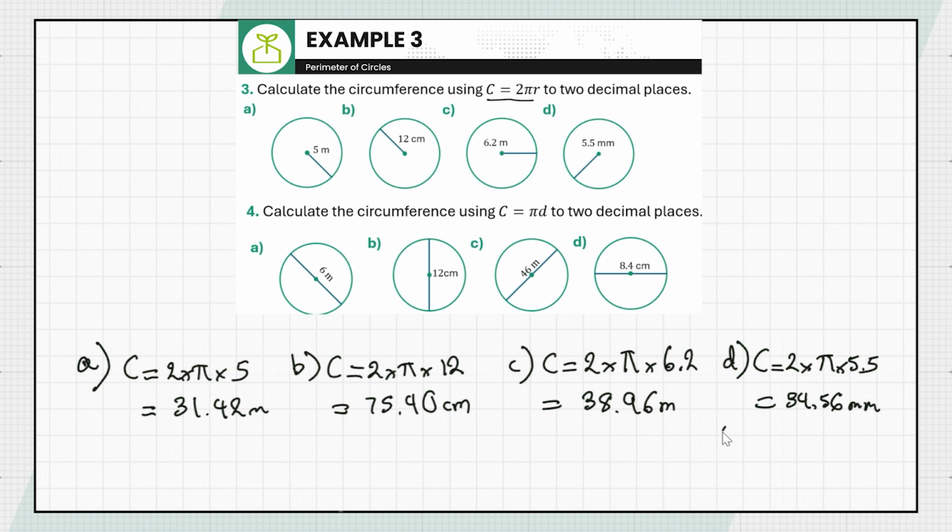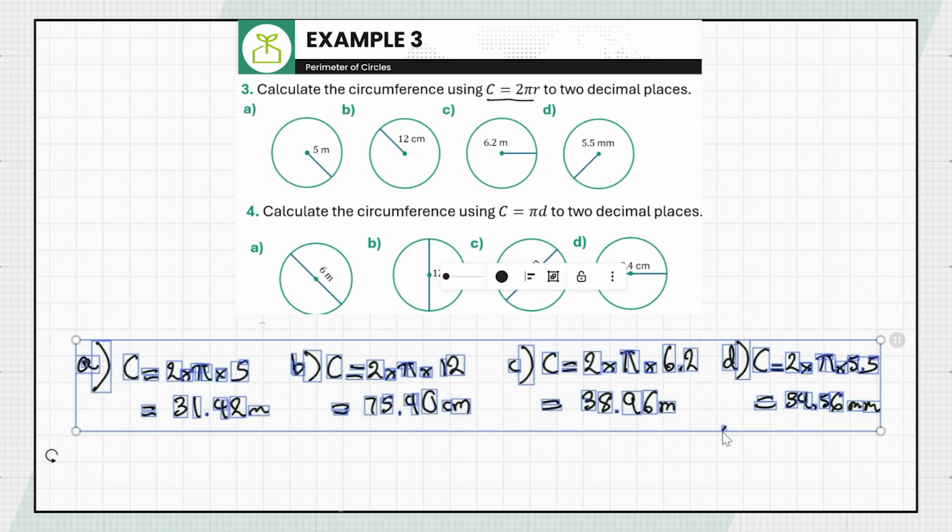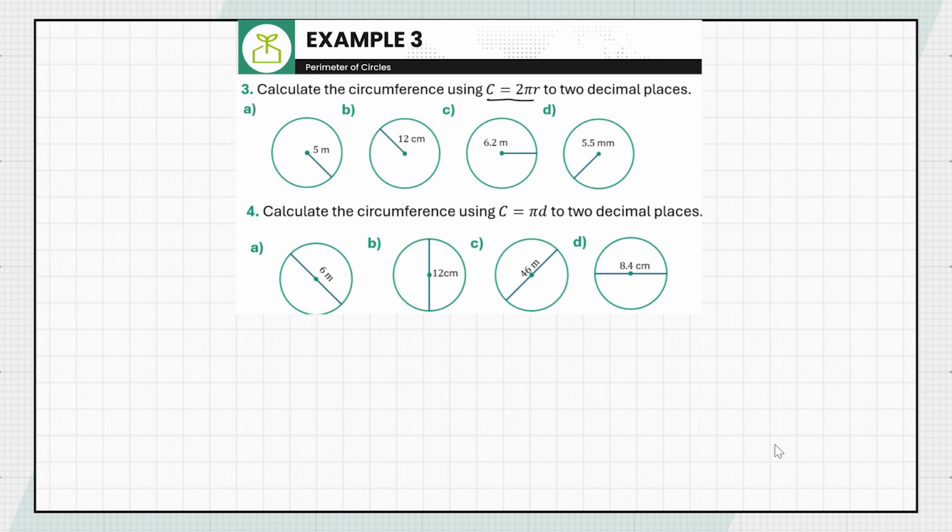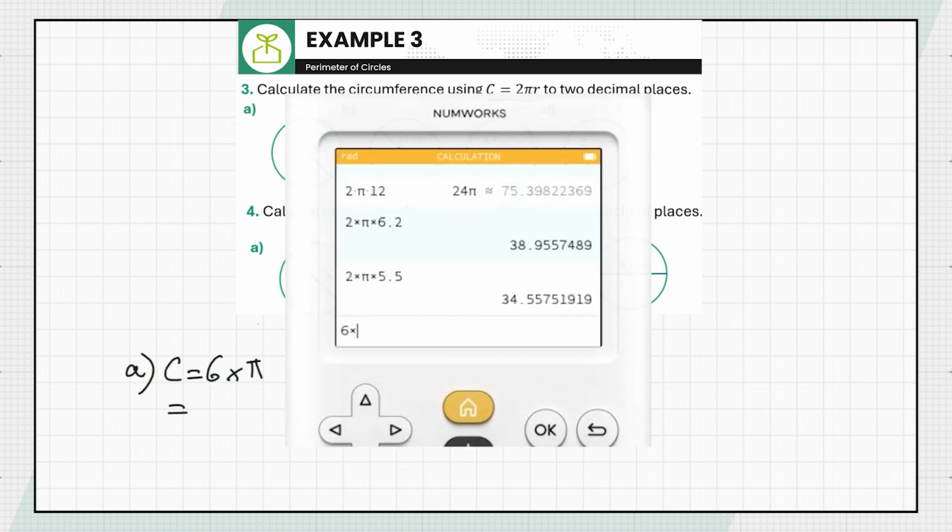Alright, now let's look at part 4. So for 4A, we're going to use the other formula for circumference, pi times diameter. So our circumference here will be equal to 6 times pi, and that will be equal to, well, let's pull up our calculator. 6 multiplied by pi, hit execute, and you'll get 18.849, so 18.85.